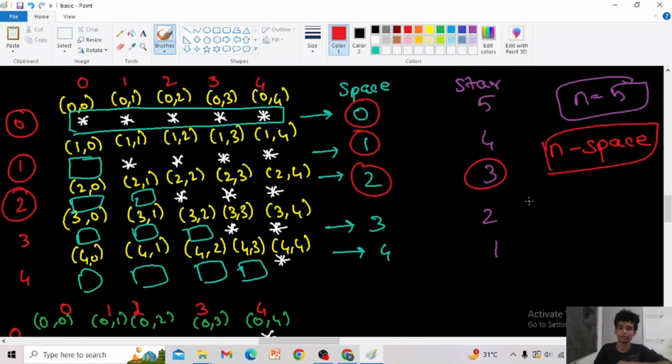Fine. Now, what will be my solution? First, I want to print space for i times. Then I want to print n minus i stars. Fine. So this is my final solution.